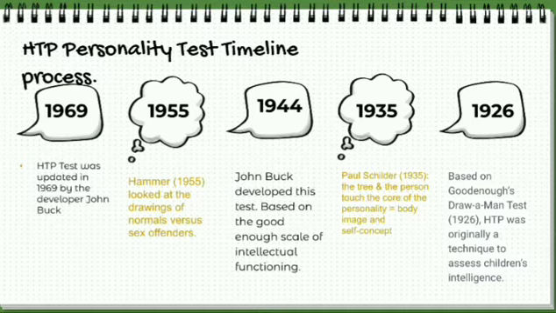The timeline is 1926. It was first made, based on the Goodenough Draw-a-Man test, which is the original technique. In 1935, Paul Schreiber used the tree and person touch, the core of personality, so that's when the tree was considered as well. Putting it all together, John Buck developed the test based on the Goodenough scale and intellectual functioning. Hammer in 1955 looked at the drawings for normal versus sex offenders, which is interesting. And then in 1969, John Buck revised the test.